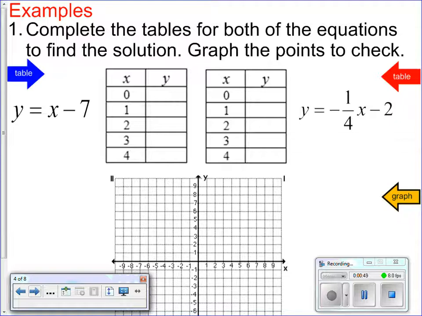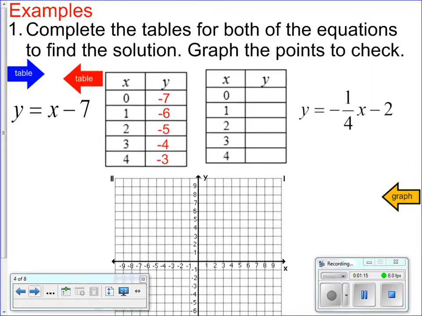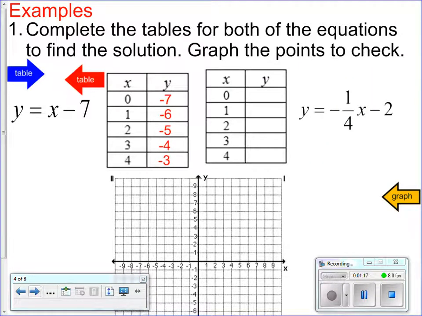Here we're going to compare the tables for both equations to find the solution and then graph it to check. If I use my equation y equals x minus 7, in my table I plug in 0 for x, so I get y equals 0 minus 7, so y is negative 7. If I plug in 1 for x, I get y as negative 6. If I plug in 2, I get y as negative 5, 3, negative 4, and 4, negative 3.